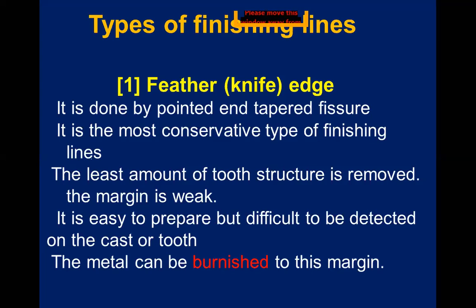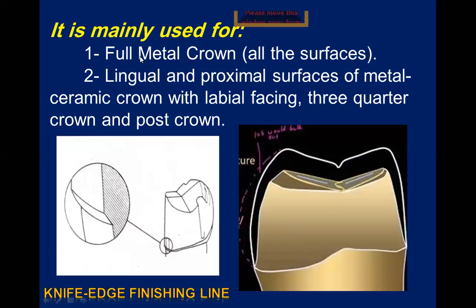This type of finishing line is indicated. I will pass the last line about the burnishing. I will discuss the burnishing of the margin. It is indicated for what? For full metal crown, which is the complete crown. That means where the metal is all around the tooth, and for this reason the knife edge will be prepared on all these surfaces because we are going to cover the tooth with metal.